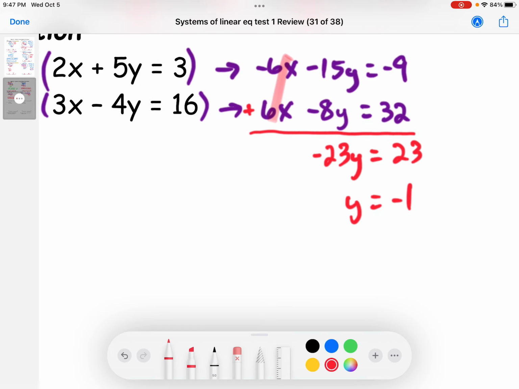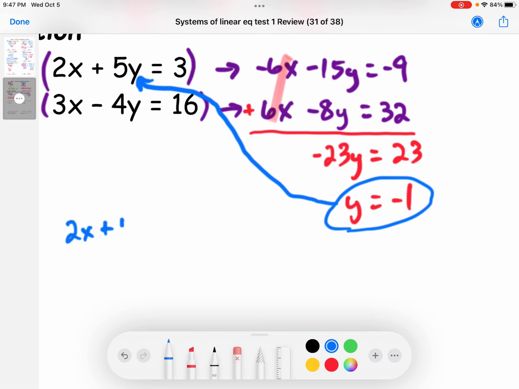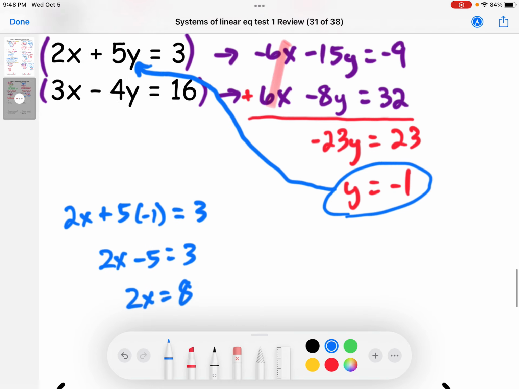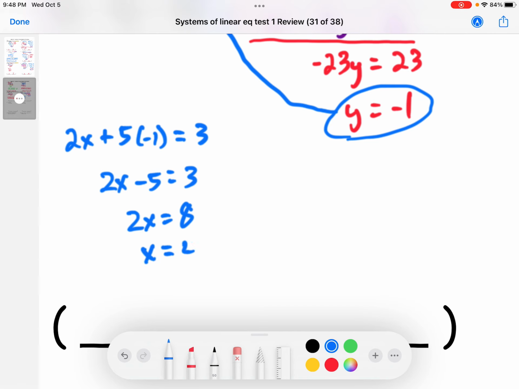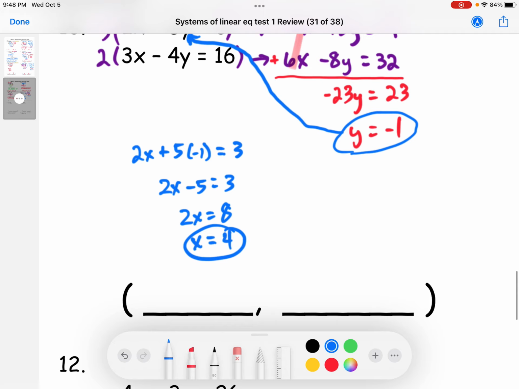Okay, after I've got my y value, I'm going to plug it back into my originals so that I can get the x value also. I'm going to plug that one in right there. Instead of 2x plus 5 times y, I'll make it 2x plus 5 times negative 1. And let's see, 2x minus 5. And we divide. X is 4. Those two things that are circled in blue, that's the two parts of our answer. 4 and negative 1.